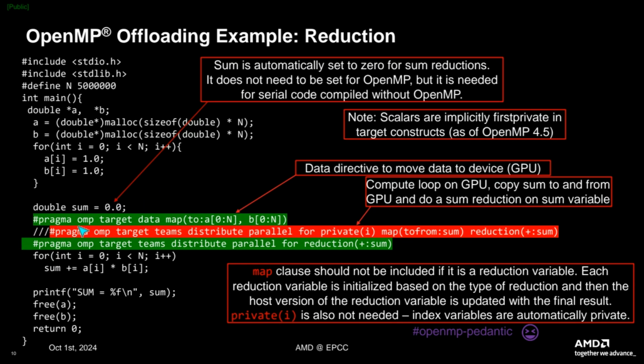Here we have pragma omp target data map. So this is the data directive that moves data to the device or the GPU. Johanna mentioned this earlier. So we're moving A and B to the device. We have our compute loop on the GPU. We have a pragma omp target teams distribute parallel for reduction(+:sum). The reason that this line above is red is because we don't need to set i to private. That's done implicitly for us, and we don't need to map sum to and from. Sum is going to be mapped back at the end.